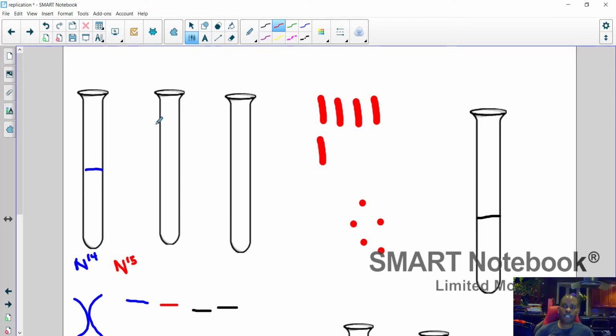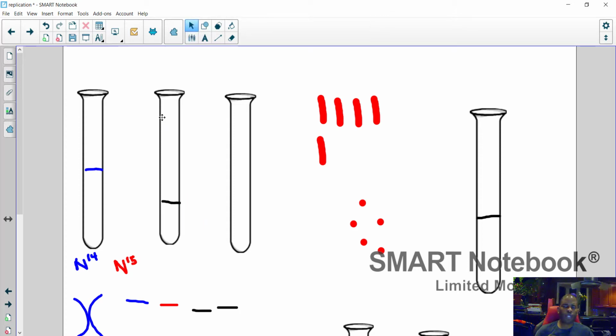So what they did is they added a whole bunch of N15, they had a DNA polymerase, we'll talk about that a bit later, they let it replicate, and then they spun it around in the test tube again. And when they spun it around the test tube again, what they found was that there was one band right about, let's make it black, there was one band right about here. So that gives us some information.